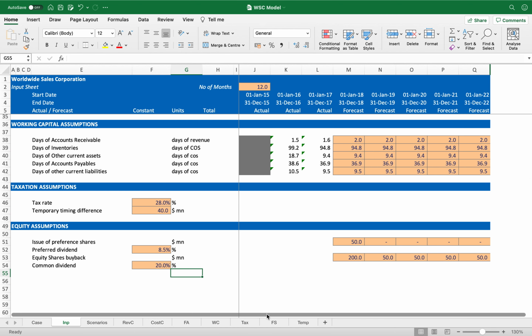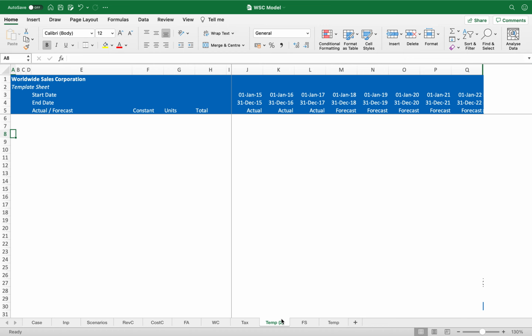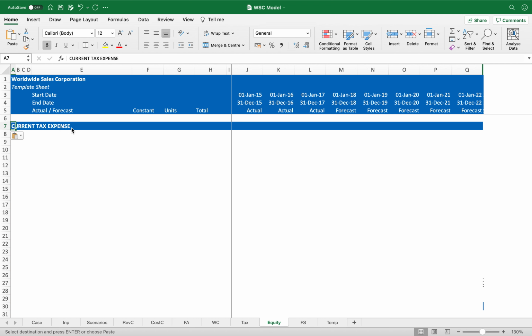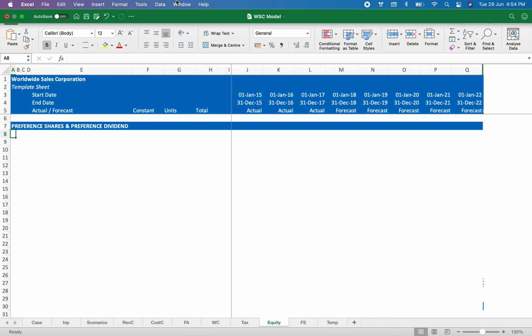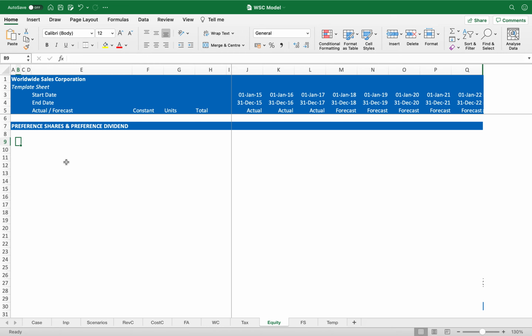So now we need to prepare a separate computation, a separate equity schedule. So you know the drill. As and when I say that we need a separate schedule, you know what to do. Copy the template sheet, please, and rename it as equity, Alt H O R to rename. First computation, preference shares and preference dividend.